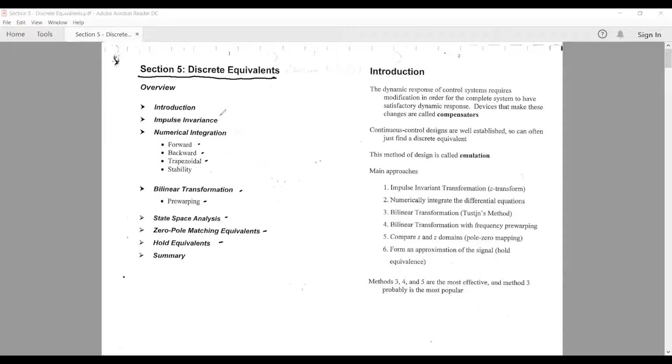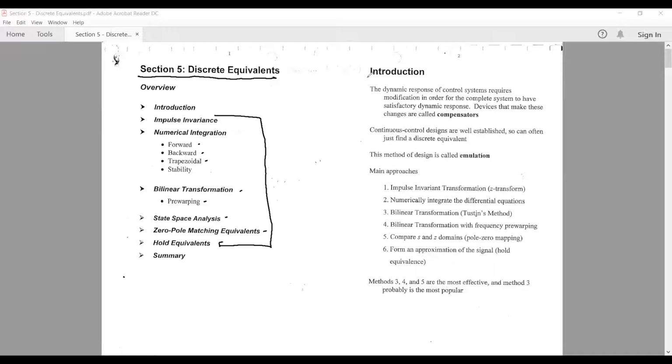So basically, these are the various methods of converting a continuous system into a discrete one.